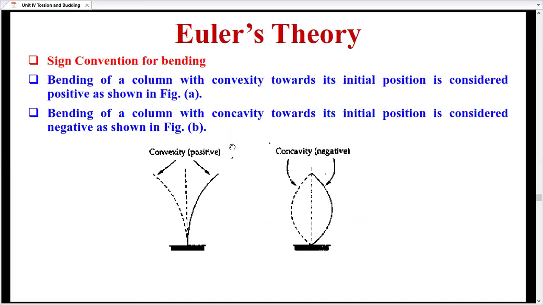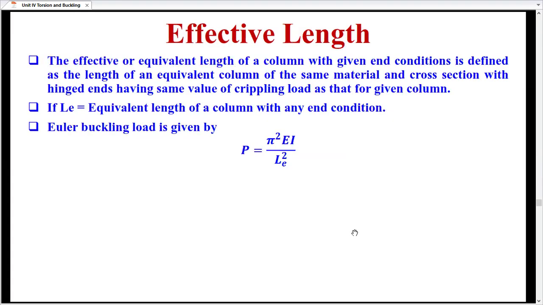Now look at the buckling of the column. There are two scenarios. One is bending of the column with convexity towards its initial position, that is considered positive, and second is concavity towards the initial position, that is considered negative. So based on the loading condition and the constraint, the column may get buckled in these two directions, either this direction or towards the axis of that particular column. Okay. Now the effective length is very important.